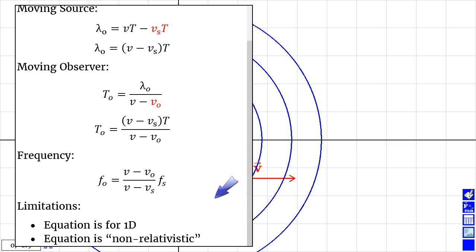The other problem is that, according to Einstein and his theory of relativity, time starts to do weird things at very, very high speeds. And so we have to make a relativistic adjustment to the equation. This is the non-relativistic form of the equation. So this is good for sound waves or for waves on the surface of a pond, but it's not good for light waves. Light waves travel so fast that we need to use the relativistic formula if we want to calculate the Doppler effect for light and other forms of electromagnetic waves like radio waves or X-rays and so on.